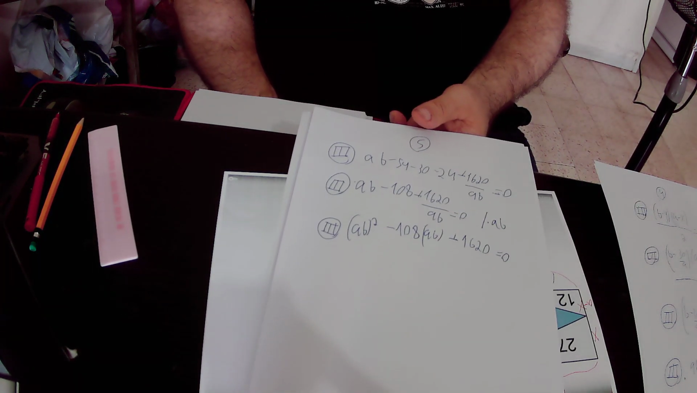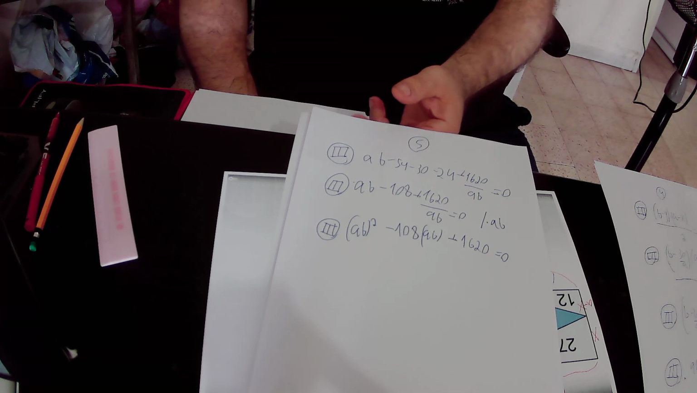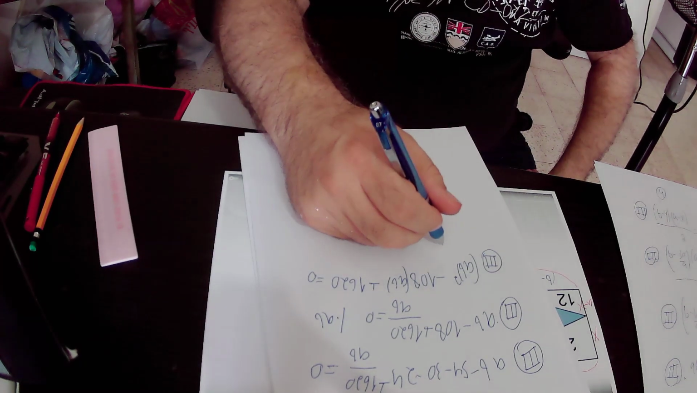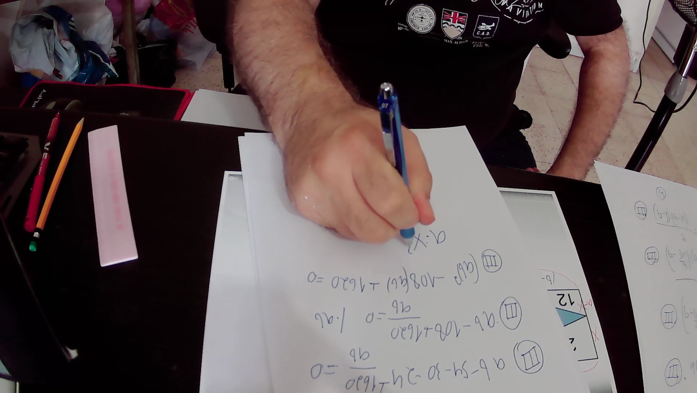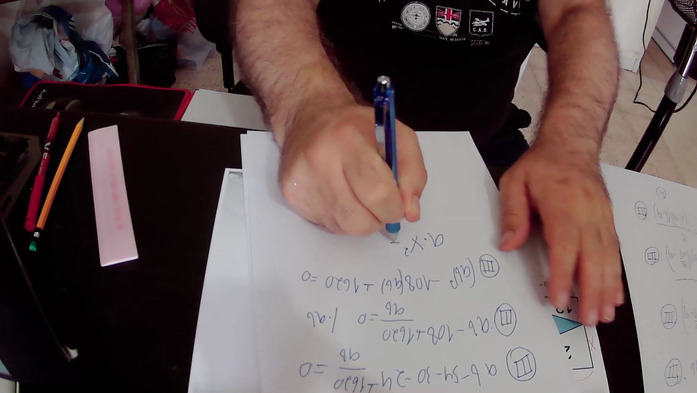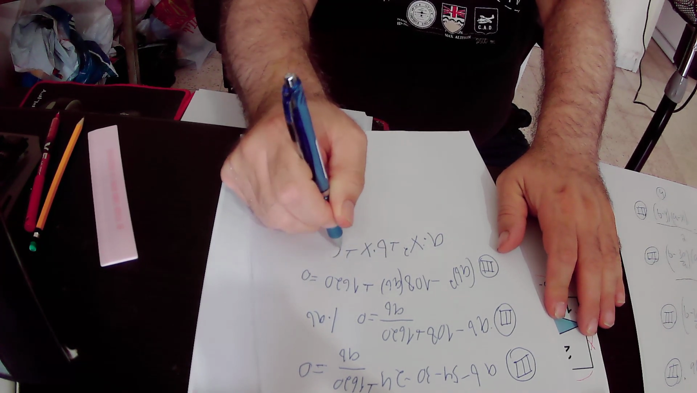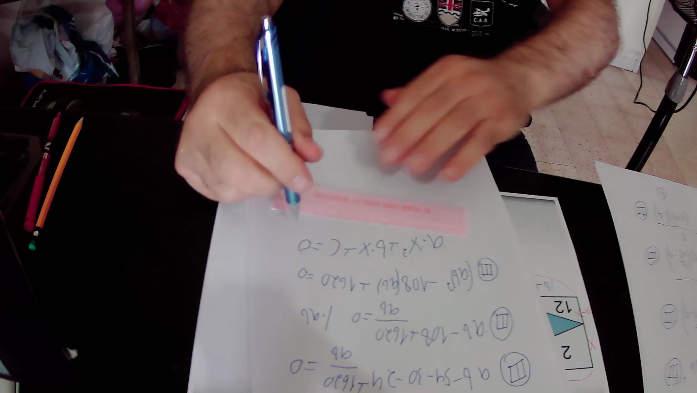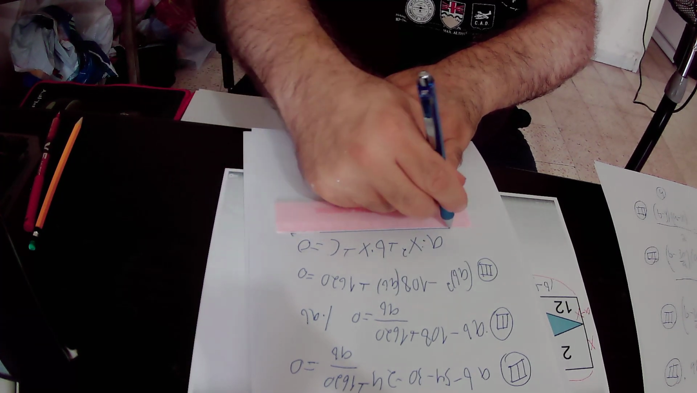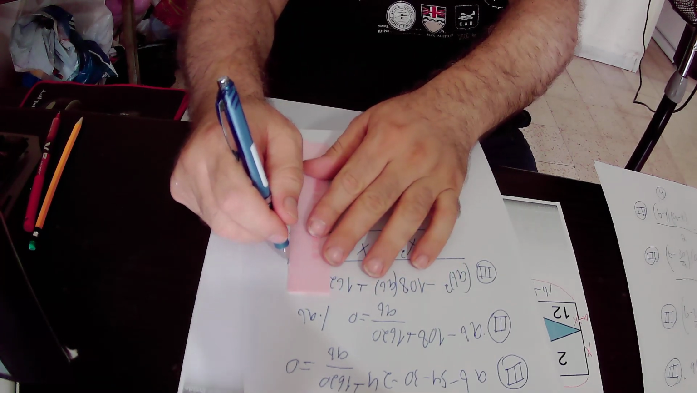Okay, so the general form of a quadratic equation is a times x squared plus b times x plus c equals 0. So this is actually the general form of a quadratic equation.